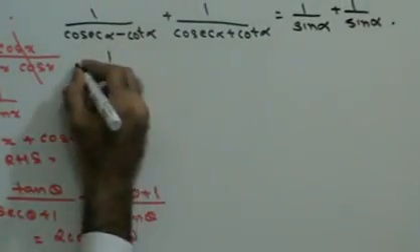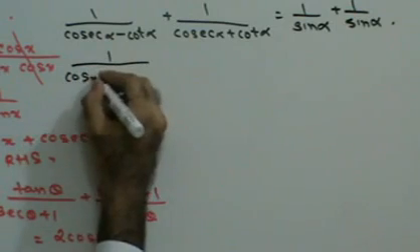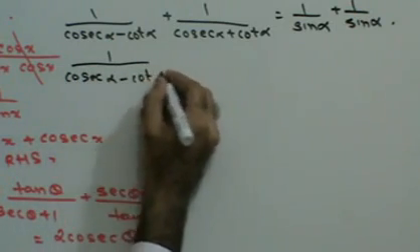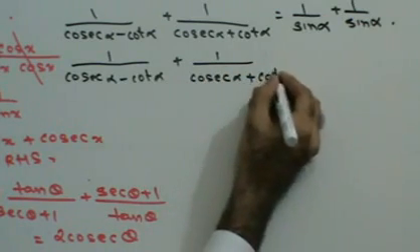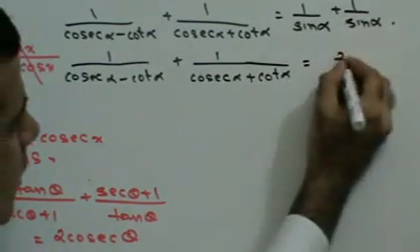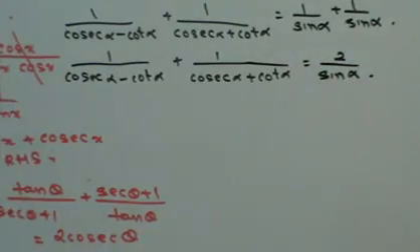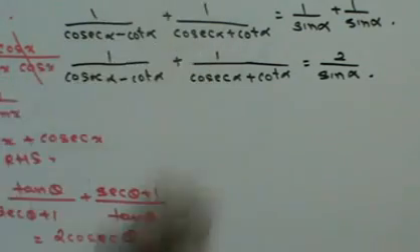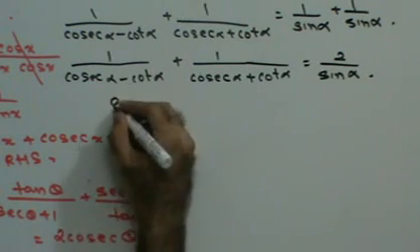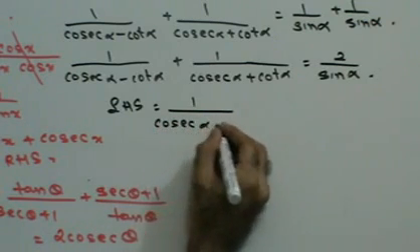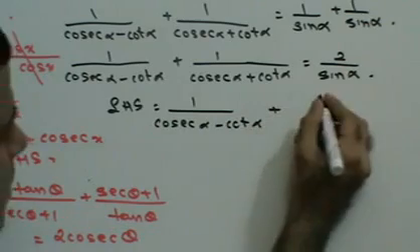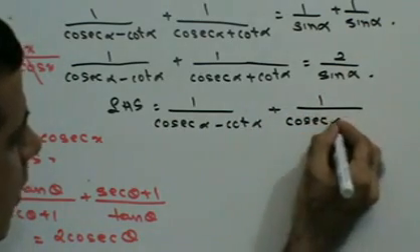If I modify the question, I end up with 1 upon cosec alpha minus cot alpha plus 1 upon cosec alpha plus cot alpha is 1 plus 1, 2 upon sin alpha. This is what I have to prove. So whether I prove this or I prove this, it is going to be the same thing. It's just that the question has been modified. Now let us start with LHS. LHS is 1 upon cosec alpha minus cot alpha plus 1 upon cosec alpha plus cot alpha.